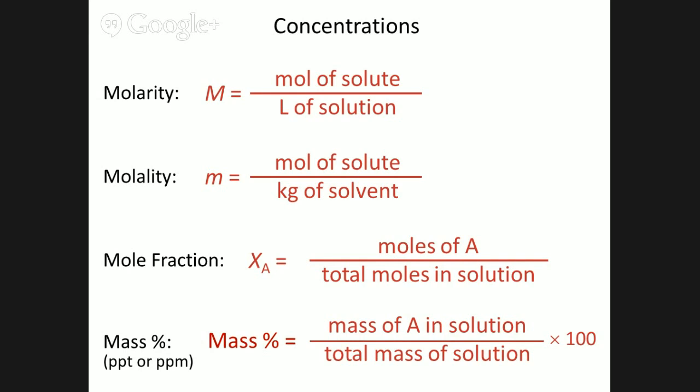This is moles per liter. We can also have molality, which is moles of solute per kilogram of solvent. So that's a little bit different than the one above it. We can have the mole fraction, which is moles of one part of the solution divided by the total moles of the solution. And then we can have the mass percent.